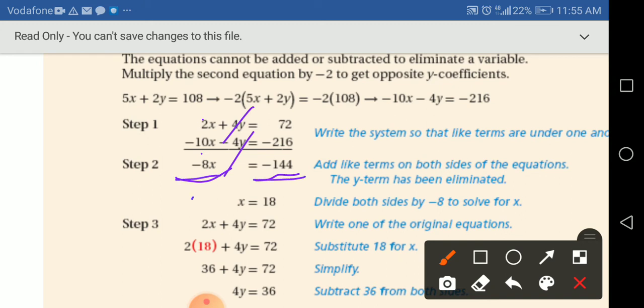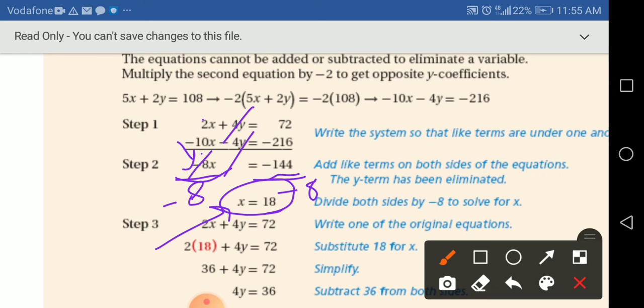Divide both sides by the coefficient of x, to get rid of this number and get x alone. Divided by negative 8, divided by negative 8, so x equals 18. Once I got here x equals 18, it's very easy to find y.